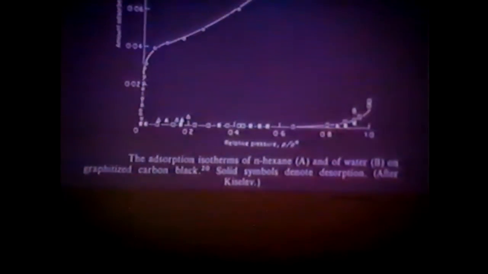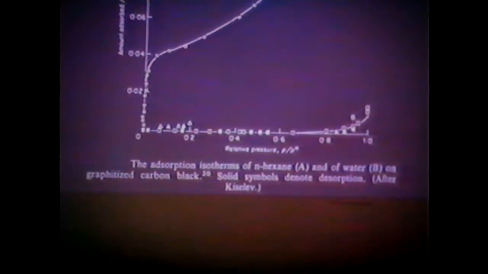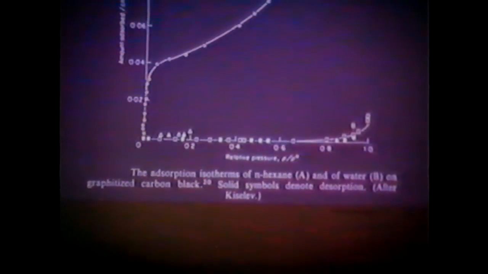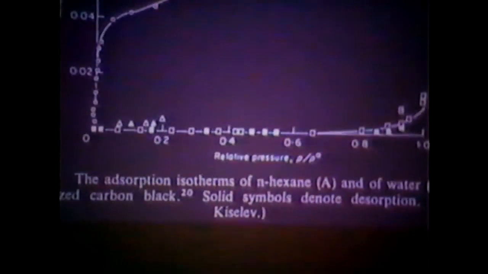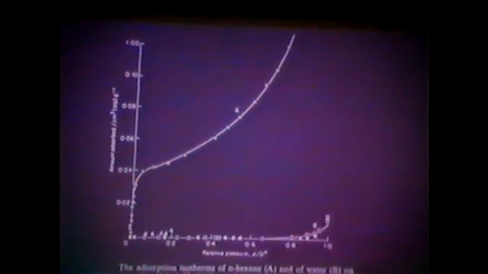Next slide. It might be a good idea to start off very quickly with the Kiselev work, in that sense, the difference between the isotherms of n-hexane and water on graphitized carbon black. Clearly the water molecule is a lot smaller than hexane. Hexane can lie flat on the surface. But the water molecule only gets going at very high coverage and does depend on any polar groups already present.